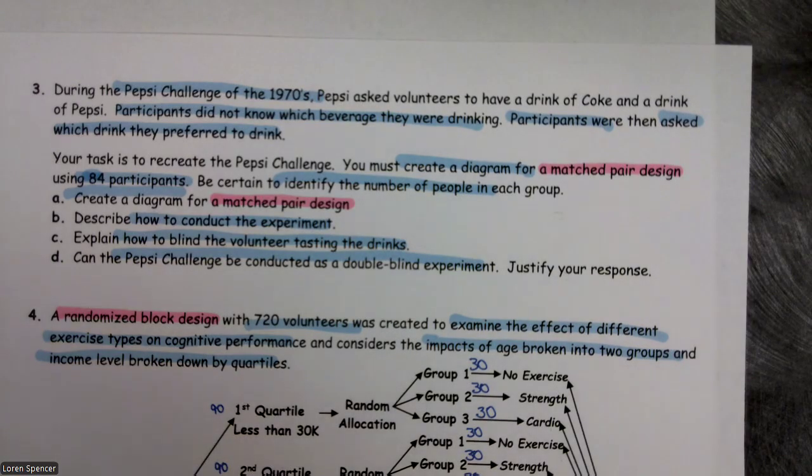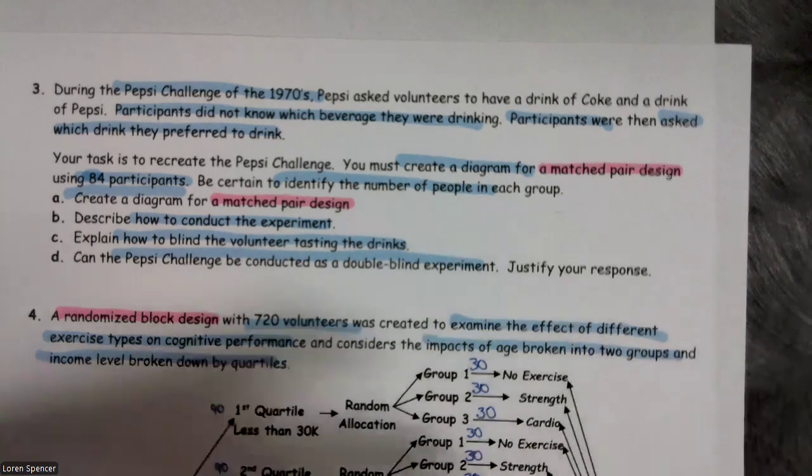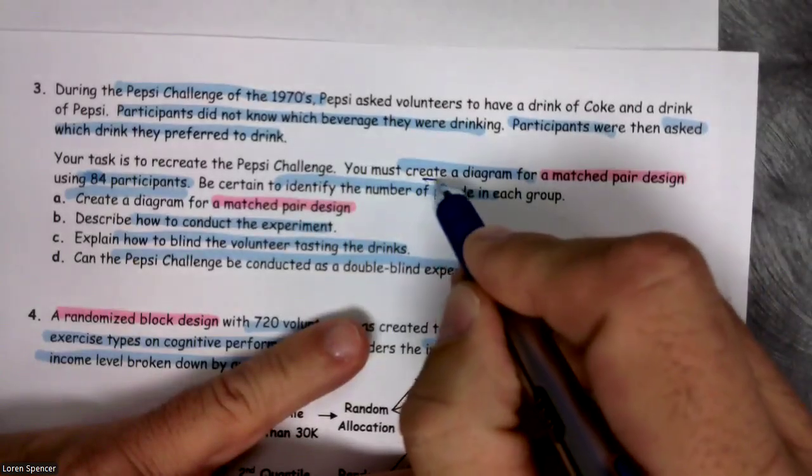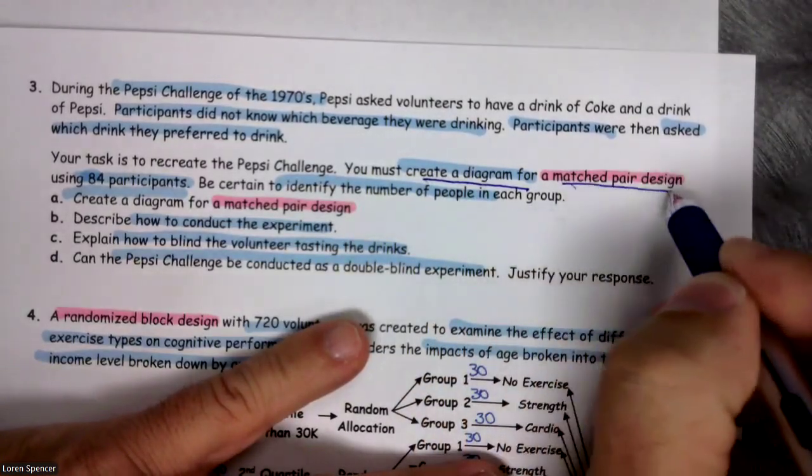During the Pepsi challenge of the 1970s, Pepsi asked volunteers to have a drink of Coke and a drink of Pepsi. Participants did not know which beverage they were drinking. Participants were then asked which drink they preferred. Your task is to recreate the Pepsi challenge. You must create a diagram for a matched pairs design.